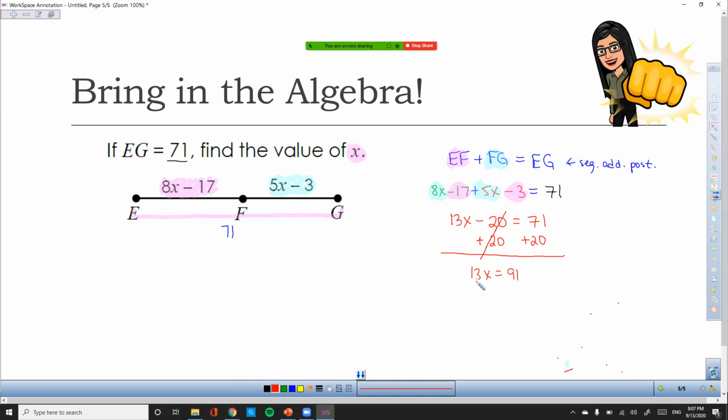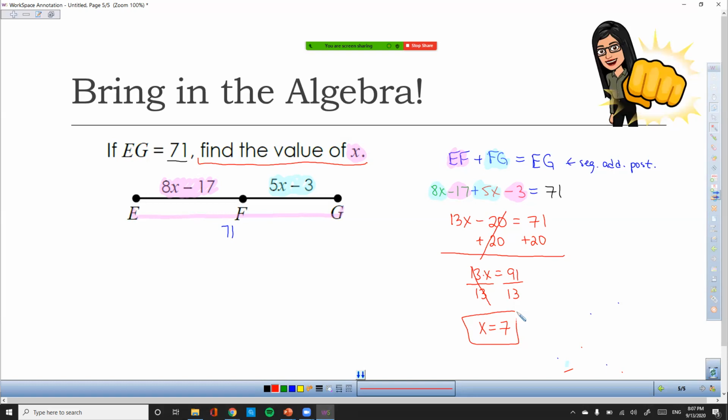And lastly, since they're multiplying, I want to leave my x by itself. So what's the opposite of multiplying? I divide by the same, divide by 13. And what I do to one side, I have to do to the other side. So this goes away, and I'm left with x equals to 91 divided by 13. That gives me 7. So in this case, the question was asking me to find the value of x. x equals to 7.